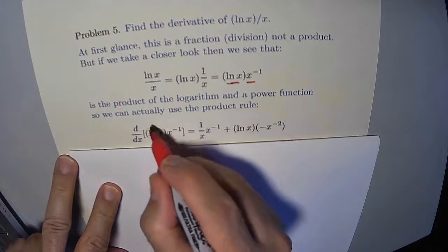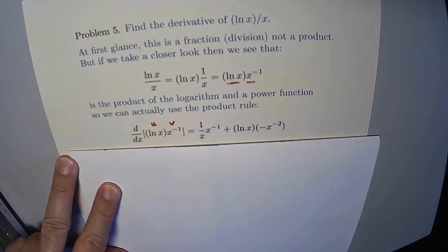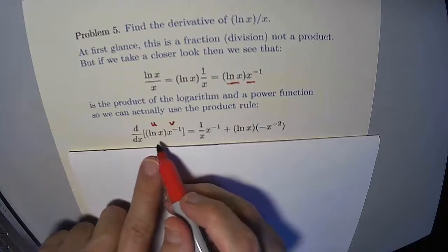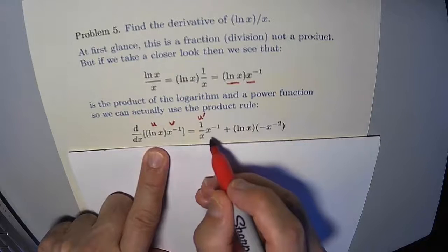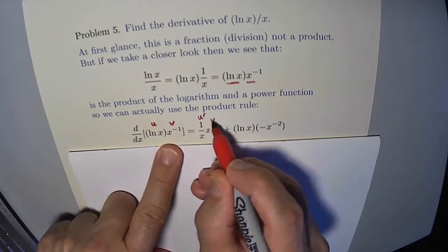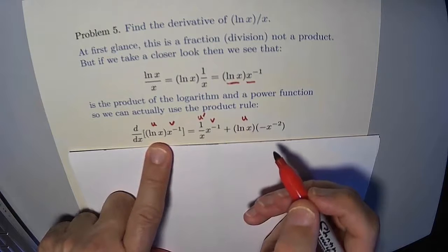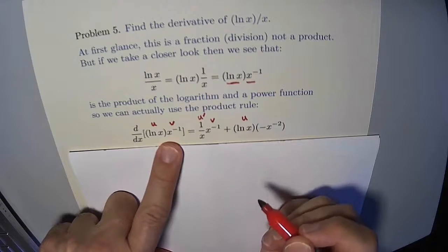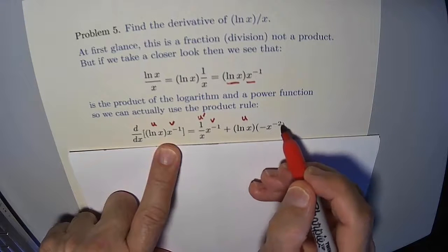Let's call ln of x u, call x to the minus 1 v, and we get the derivative of ln of x, u prime, is 1 over x times v, the second function, plus the first function ln of x times the derivative of the second function. The derivative of x to the minus 1 is minus 1 x to the minus 2.